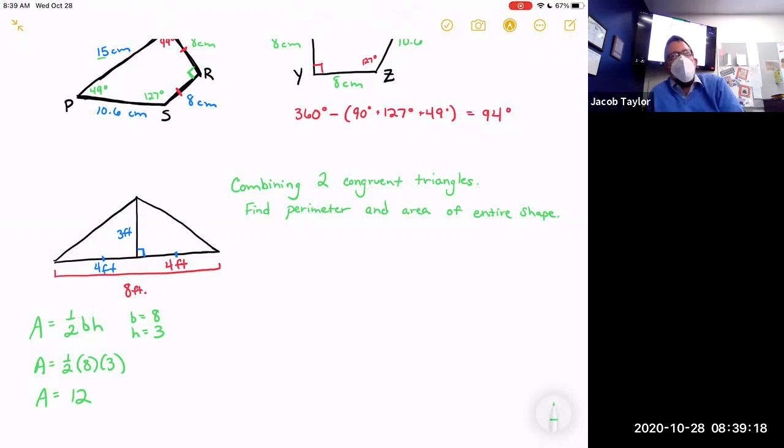Rowdy, what's the unit when you're doing area? It's not feet, square feet. Thank you, Rowdy.